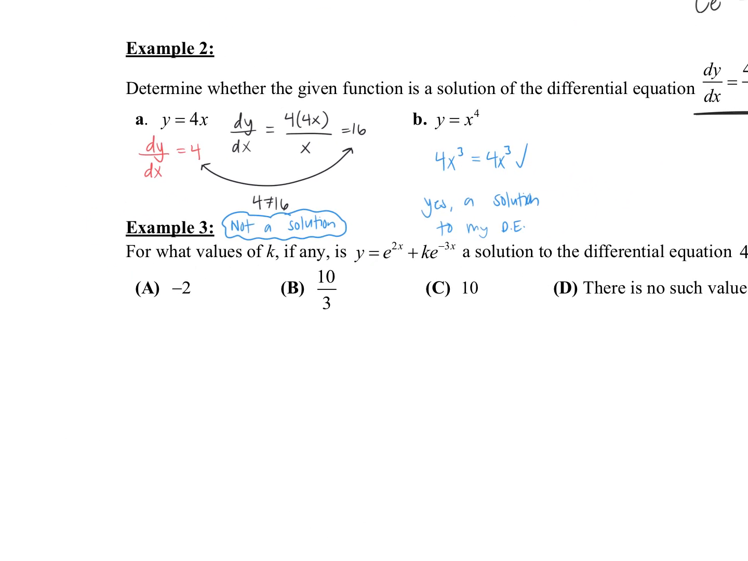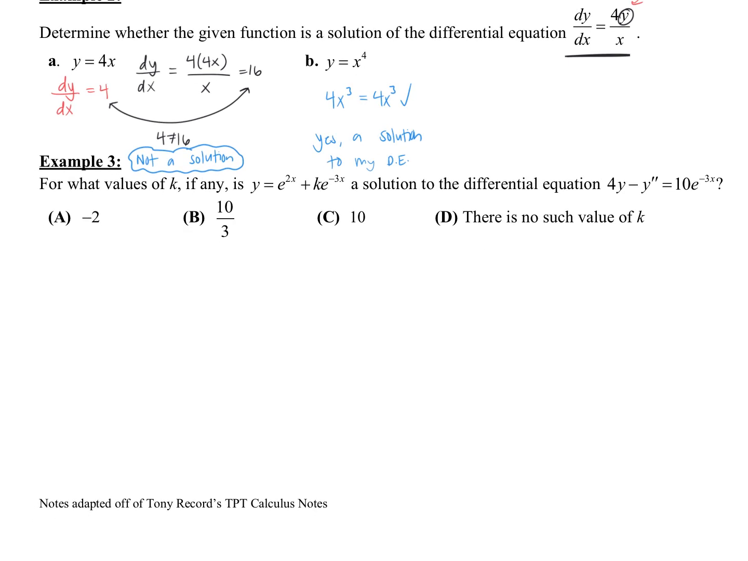All right, now this is my favorite example of today because it just brings back some algebra. It's just fun. So we're looking at what values of k, if any, make y equals e to the 2x plus k e to the negative 3x a solution to the differential equation we're given: 4y minus y double prime is equal to 10e to the negative 3x. What is the first step we're going to have to do here? Find the derivative, just the first derivative? No, second derivative. So find the first and second derivative.